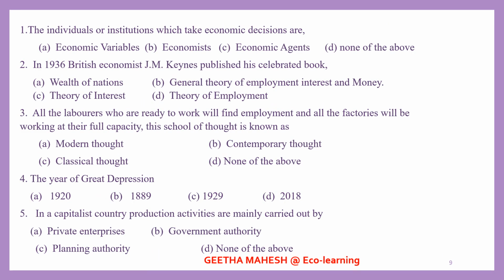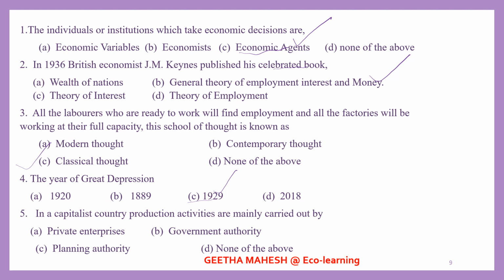Individuals or institutions which make economic decisions are called economic agents. In 1936, the British economist J.M. Keynes published a celebrated book, that is General Theory of Employment, Interest and Money. All the laborers who are ready to work will find employment and all the factories will be working at their full capacity. This school of thought is known as classical thought. The year of Great Depression is 1929.